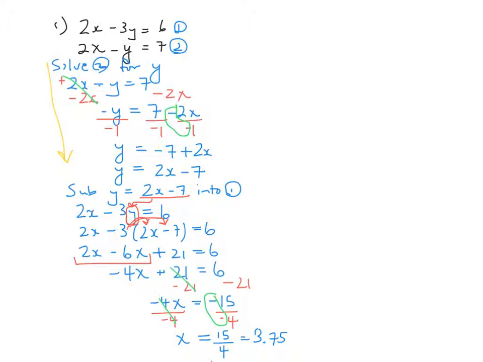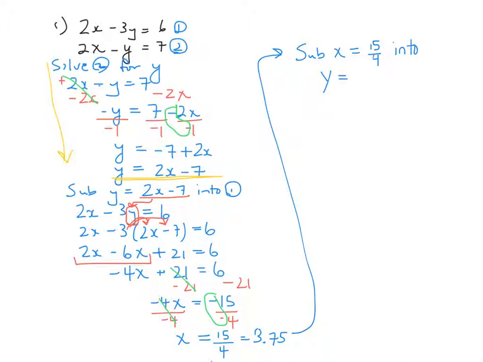Now, we've got our x-coordinate for our point of intersection. We still need to get the y-coordinate, so I'm going to move up here. To get the y-coordinate, we're going to take that value of x, x equals 15 over 4, or you could use the 3.75, and we're going to substitute that value into equation number 2, or back here where we had solved for y. So we already have the work of y equals. We may as well use that. We're going to sub it into y equals 2x minus 7.